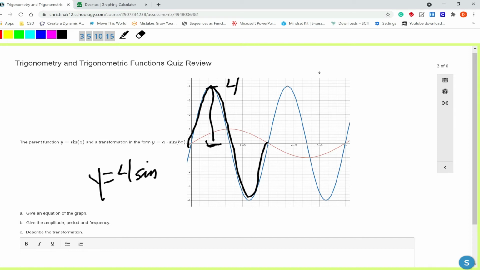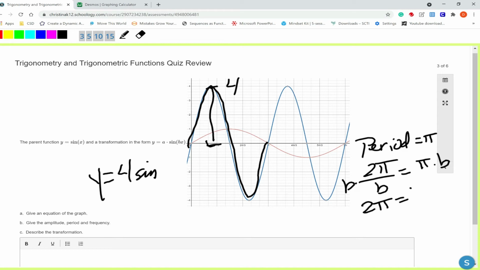So our equation is going to be in the form y equals 4 sine of, remember, period is defined as 2 pi over b. So if my period is pi, we set pi equal to 2 pi over b. So cross multiply. So it's going to be 2 pi equals b pi. So if 2 pi equals b pi, that means b has to equal 2. So our equation will be y equals 4 sine of 2x.